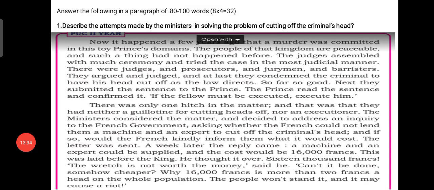France has a very small population. You can't collect so much money from the people. So they say, we don't want it. This idea won't work. So the first idea won't work.